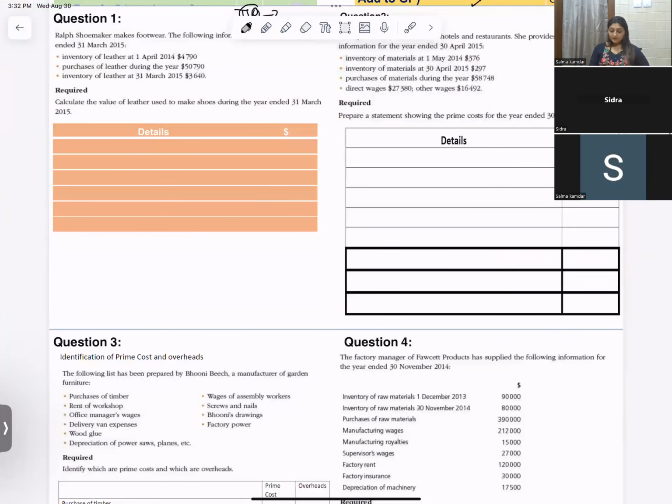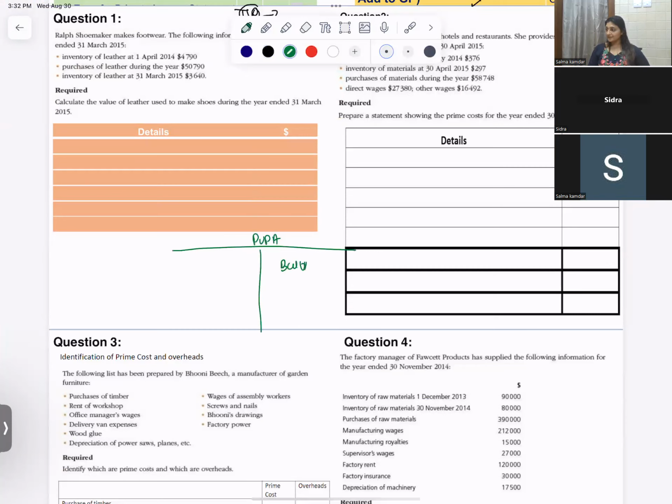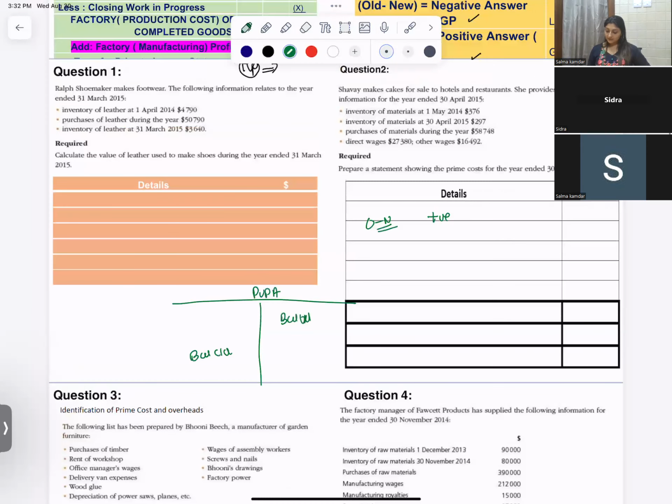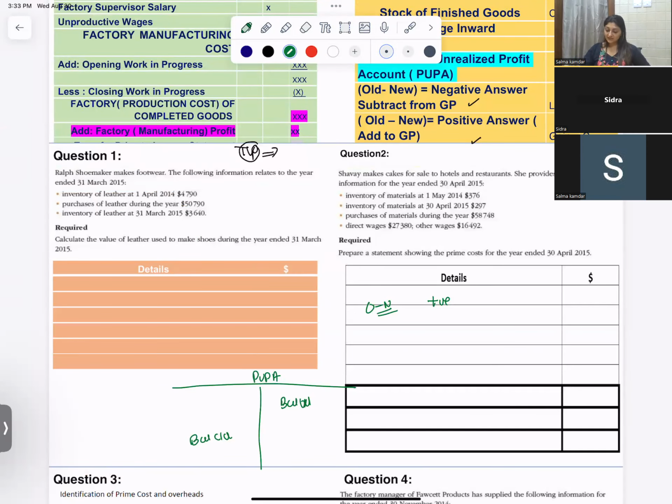What is PUP? The factory profit included in the closing inventory. So when you make your PUP account, the balance brought down over here, what does that represent? The factory profit included in the inventory. Which inventory? Opening. If you have balance carried down over here, what does this represent? Closing inventory PUP. Then you do closing old minus new. If the answer is positive, you'll add, it's a gain, and if it is negative, you will subtract. Are you with me? Now let's go ahead.